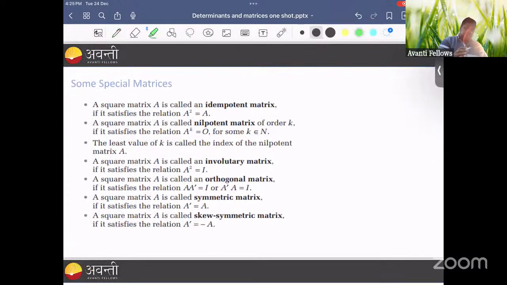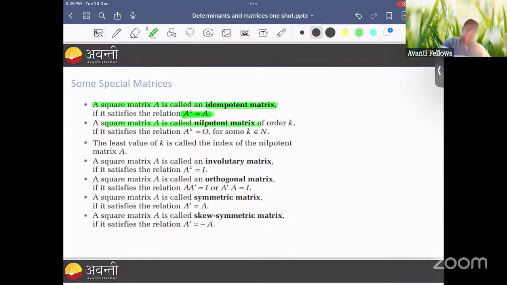Now see some special matrices. They are very rarely asked in JEE and they are tough to remember. But I still insist that whenever you go for any paper, just recall these things right before the exam. So a matrix is called an idempotent matrix if A square is equal to A.